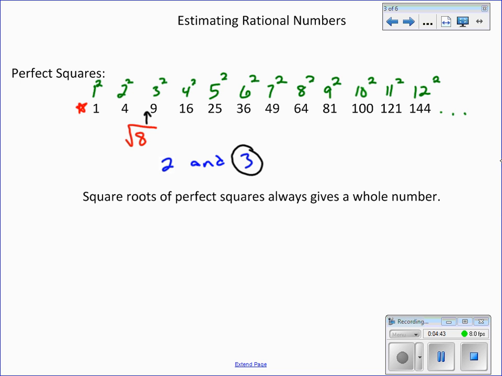If I wanted to give it a numeric value, I would say the square root of 8 would be approximately, because we're just taking a guess and estimating, 2.8 or 2.9.